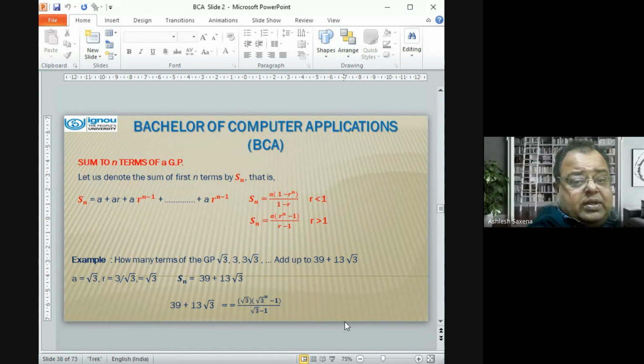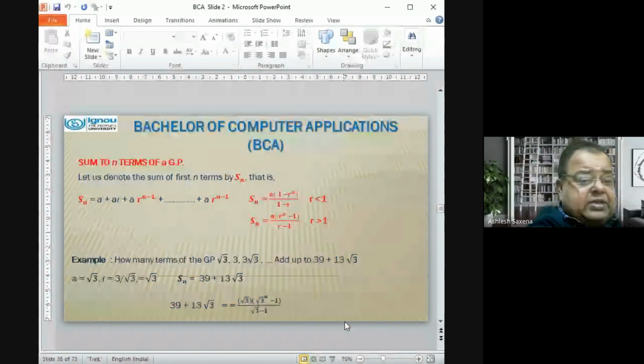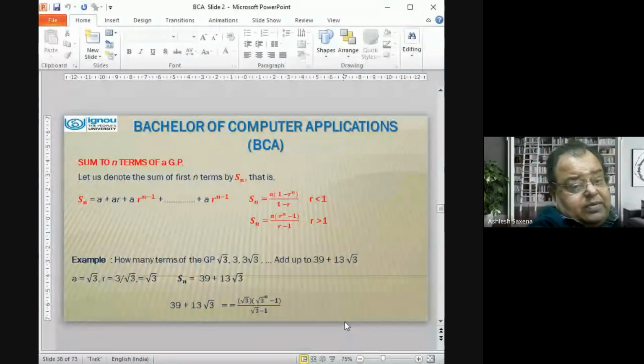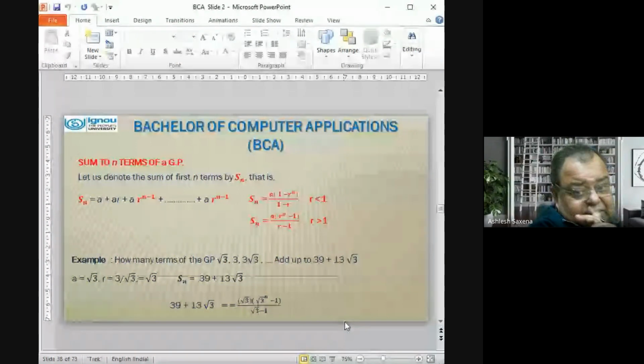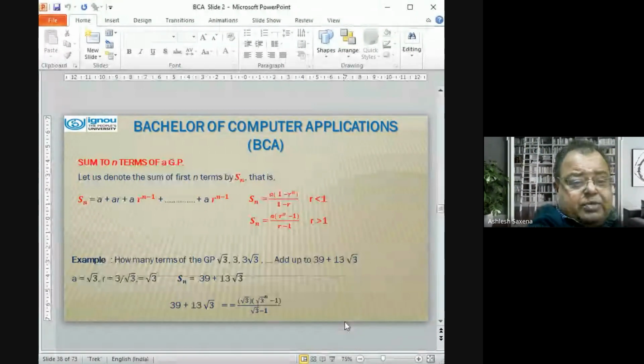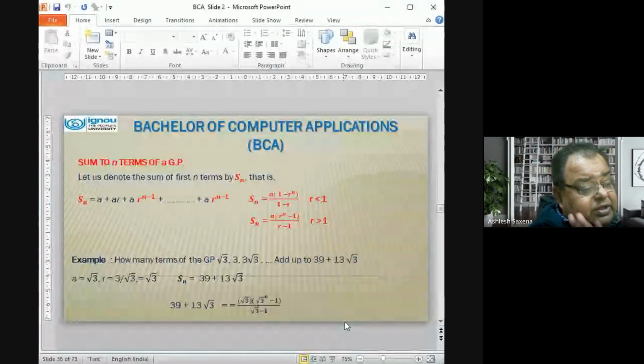These two formulas are there. Now we'll see how they are applied. How many terms of the GP root 3, 3, 3 root 3 add up to 39 plus 13 root 3? That means what is given to you? A GP is given, that GP is root 3, 3, 3 root 3. And the sum, as I just gave to you, is 39 plus 13 root 3.